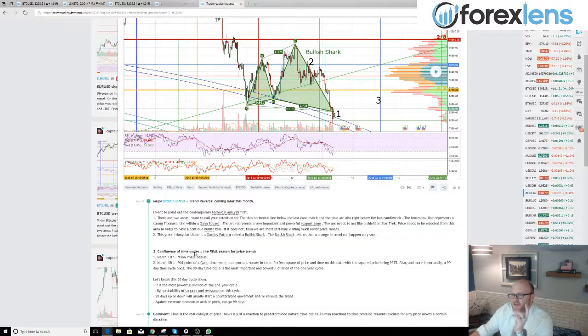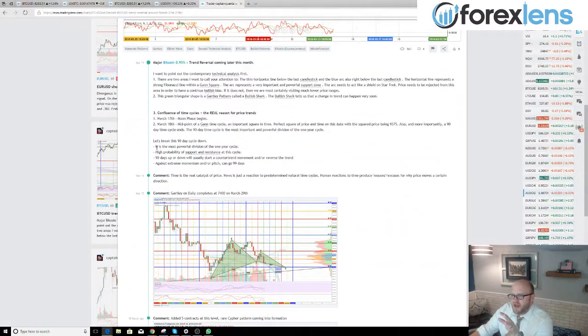And I broke this down here: 90 days is the most important division of the one cycle year. High probability of support and resistance during this cycle. 90 days up or down usually would start a counter trend and or reverse the trend. Against extreme pitch or momentum, it can go 99 days. So we can go 99 days.